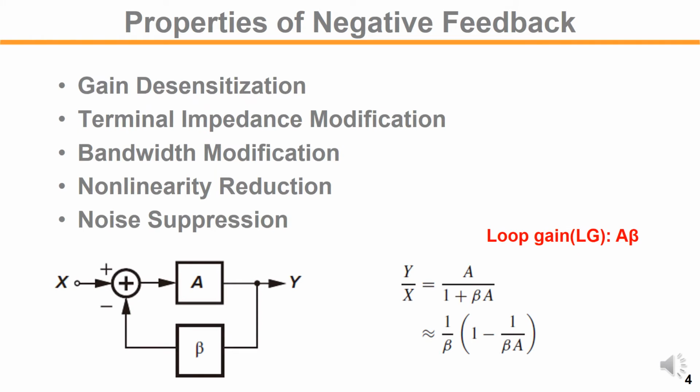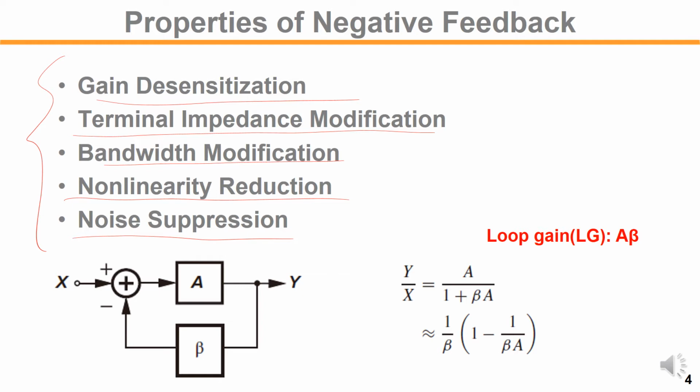Let me list the properties of negative feedback. This is very important. You must memorize and understand those characteristics. The first is gain desensitization, and second is terminal impedance modification, then bandwidth modification, nonlinearity reduction, and noise suppression. All these can be achieved by negative feedback. Throughout this course, we will see that one by one.